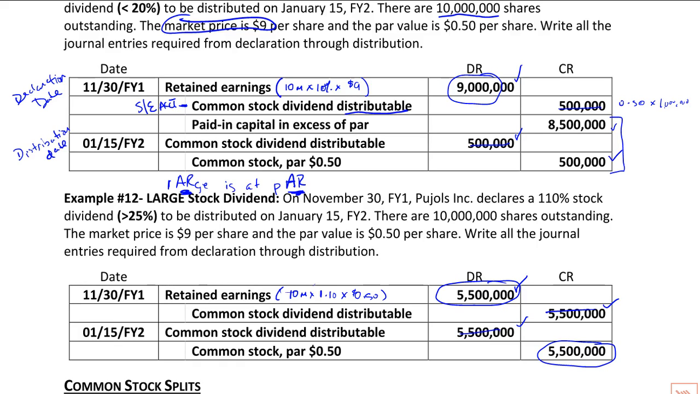Okay, so that's it for the stock dividend. Just remember, small at market, large at par. And all we're doing is shuffling from retained earnings to contributed capital accounts, but total stockholders' equity is unchanged. Total assets are unchanged, and total liabilities are unchanged. All right. That's it for the stock dividend.